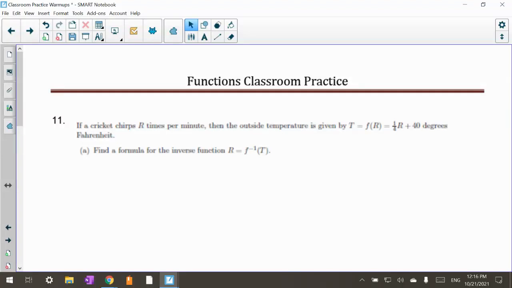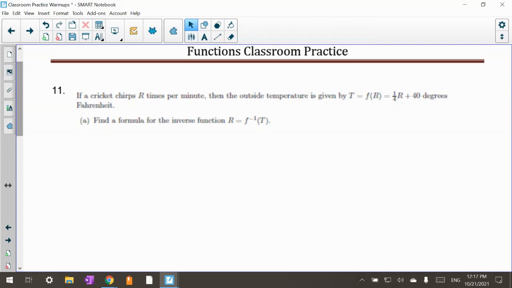Okay, this video is for my pre-calculus class, and it's kind of a word problem where we're going to deal with inverses and inverse functions, and it's a cool problem. So I wanted to make sure I went through this with you. It says if a cricket chirps r times per minute, then the outside temperature is given by T equals f of r equals 1/4 r plus 40 degrees.